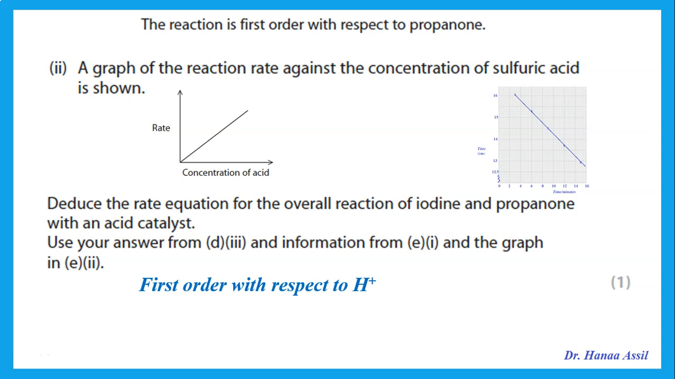So how do we write the rate equation? We said the rate equation is K times... It's K times what? It was first order with respect to propanone and first order with respect to H+, and it was zero order with respect to iodine, so we don't need to include that in the rate equation.